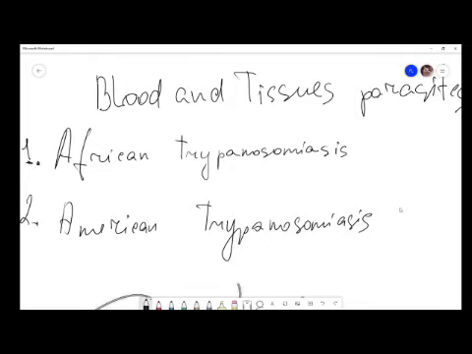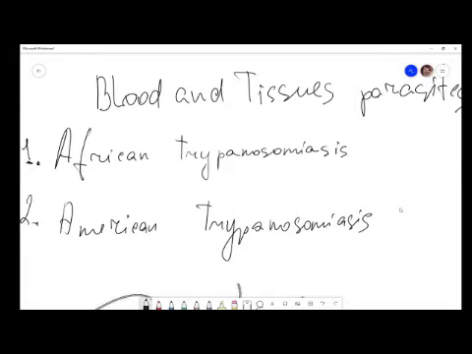And one of these parasites is Trypanosoma, and we are talking about Trypanosoma. This Trypanosoma causes African Trypanosomiasis and American Trypanosomiasis.